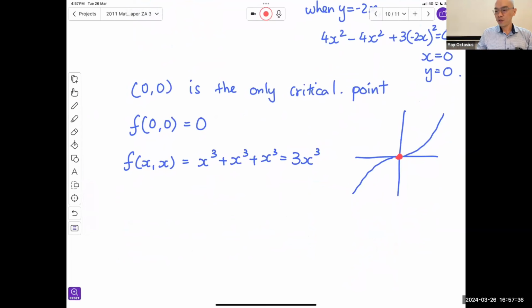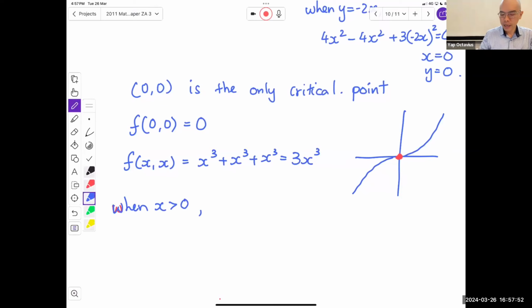So then what to do? You take all the x pairs. So you take the x that is a little bit bigger than this. So we say when x is more than 0, am I right to say that your f of x, x is more than your f of 0, 0?